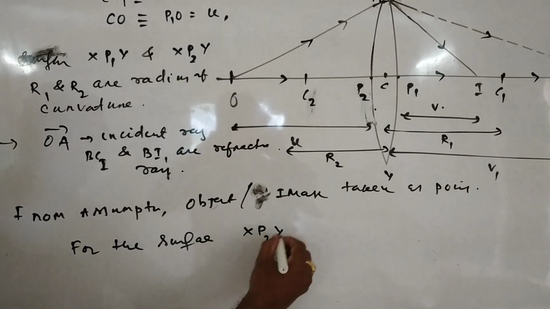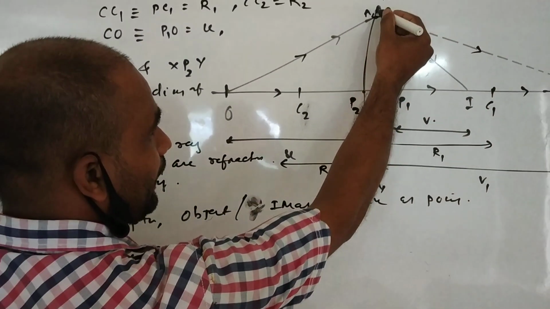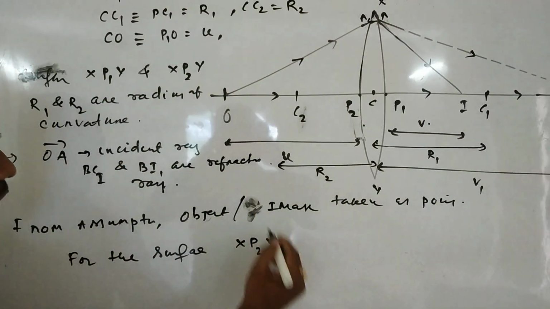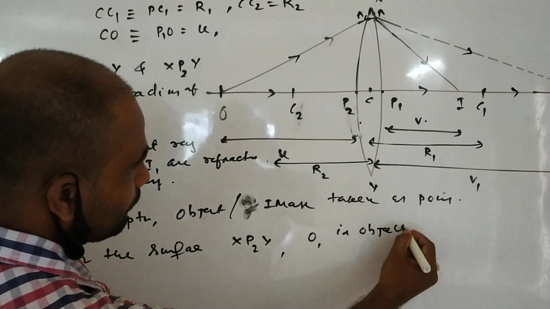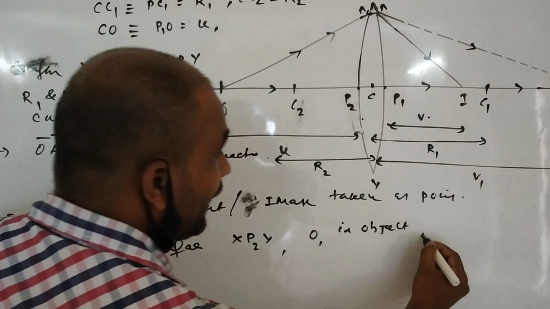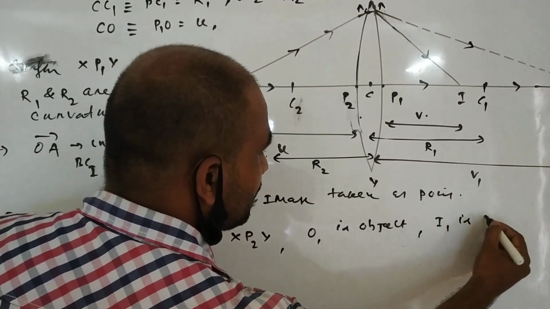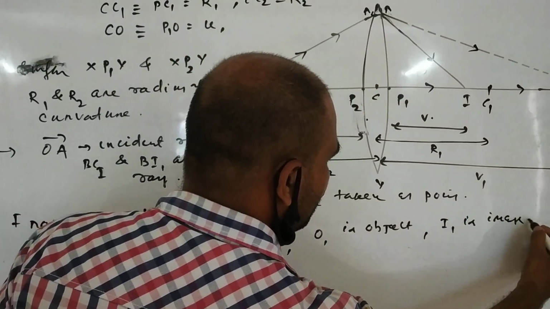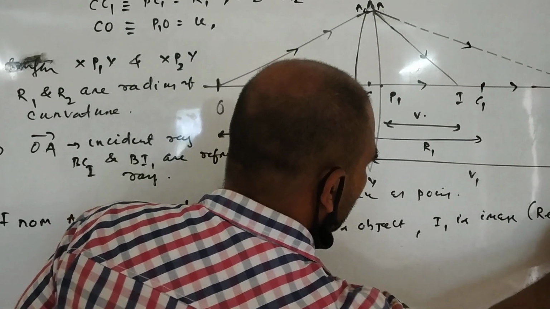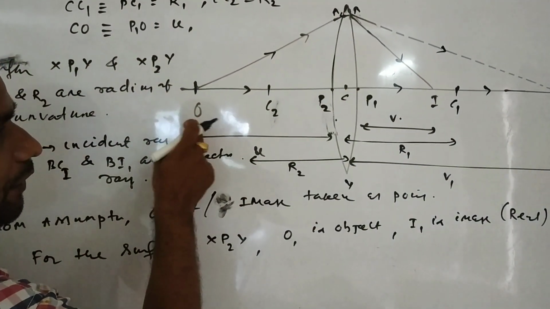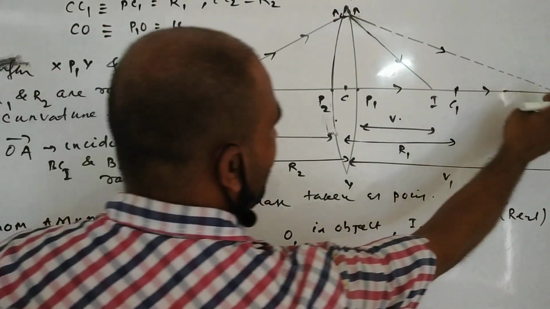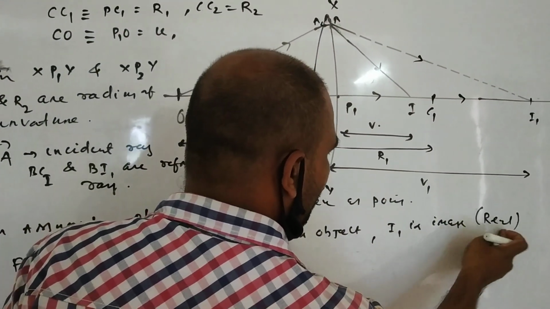For the surface XP2Y, O is the object and I1 is the image. This is a real image.